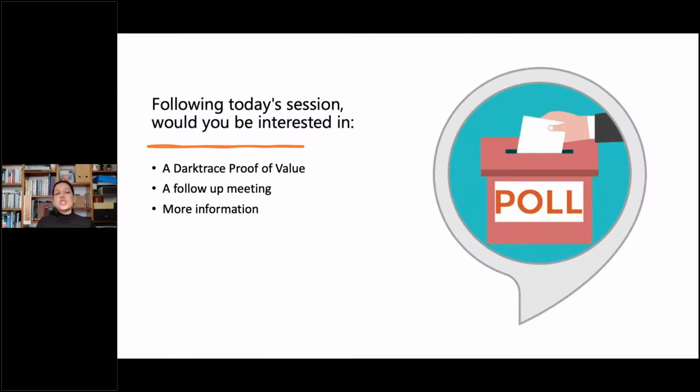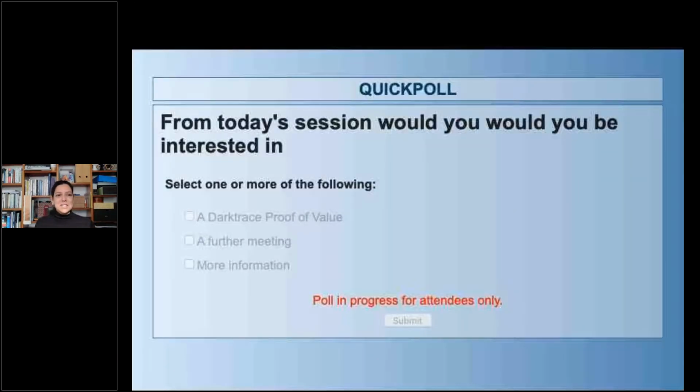But with that, I'm going to launch the last poll. Following today's session, would you be interested in, you can select one or more, choosing the Darktrace Proof of Value, which is a free 30-day trial of our AI directly in your environment, a further meeting to have more of a conversation about setting up that proof of value, or would you like some more information specific to your business or specific to the challenges that you're facing? Please vote now.